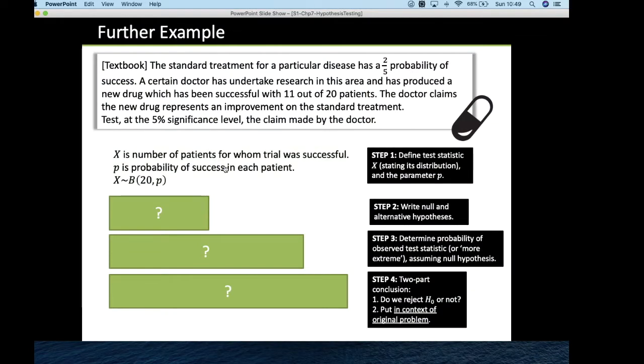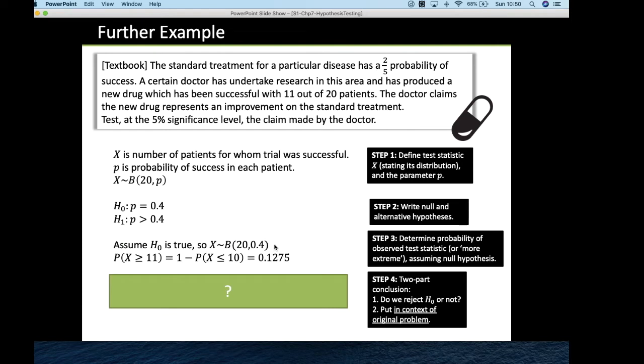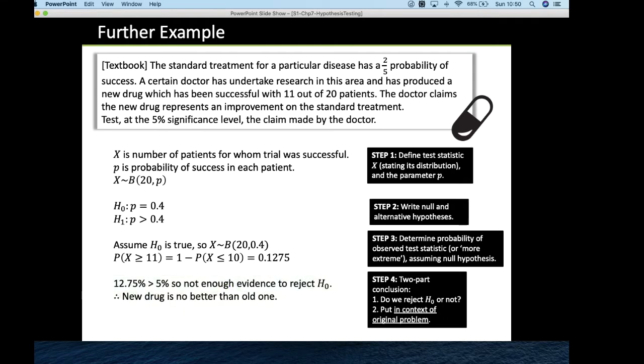So the number of patients for whom the trial is successful, the probability of success in each patient, we know it's following a binomial distribution. Our null hypothesis was that the probability was equal to 0.4. Our doctor has made a new drug and he thinks it's more successful because he's had more patients with success, so the alternative was that the probability is greater than 0.4. We assumed it was true, and then we had a look at the probability of that happening. We got a probability of 12.75, which means that the drug was no better than the old one. So we've had a look at 2 examples now.